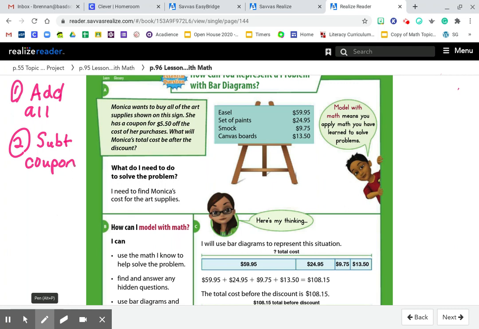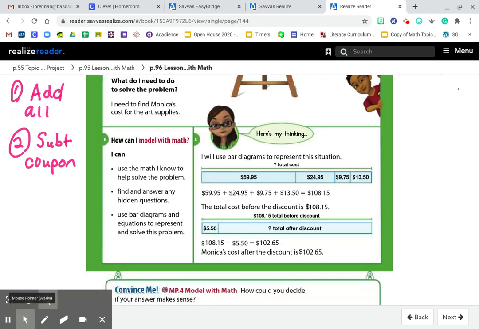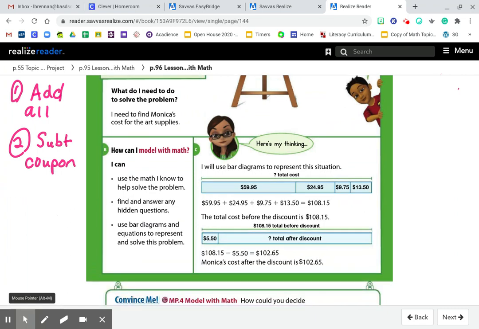What will Monica's total cost be after the discount? So we have two problems to solve. And as you're looking down below, you'll see they made a bar diagram, because first we have to figure out what is the total cost. That would be what I did up here for number one. I want to add everything. So on the bar diagram, you list all the items and the total cost is listed at the top as an unknown.